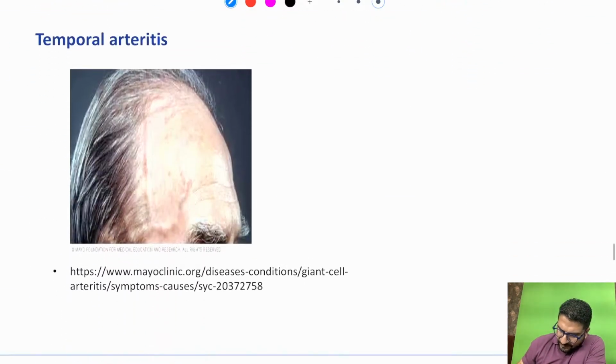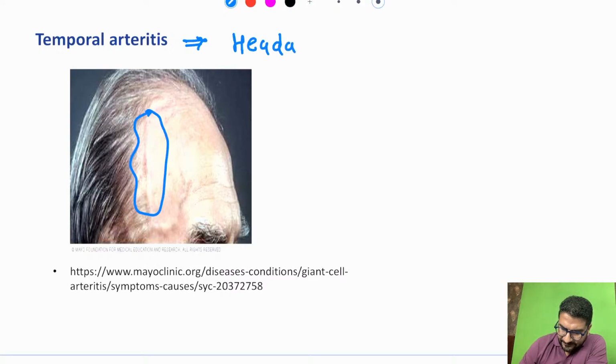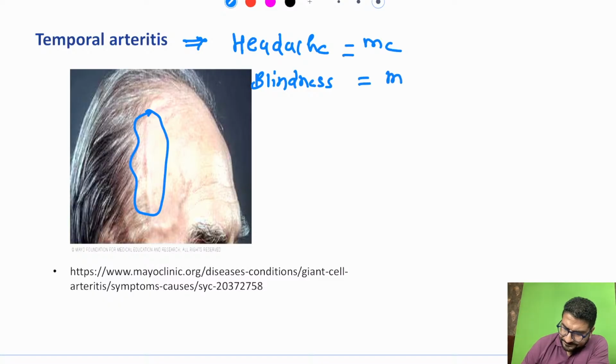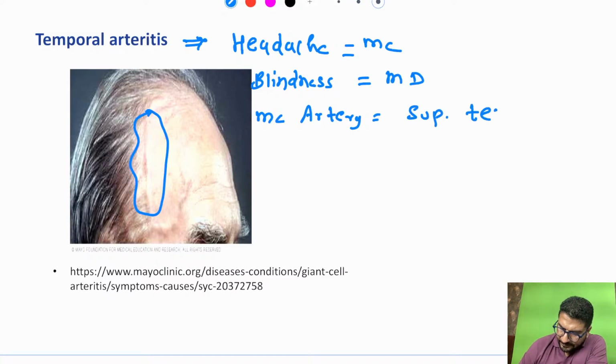Okay, now come to temporal arteritis. Now say they ask you, this is like a superficial temporal artery, which is the most common artery. So the most common symptom which the patient will have is headache. Most dangerous symptom or most dangerous complication is blindness. So most common, most dangerous. अगर मैं आपसे पूछूं most common artery involved, this will be your superficial temporal artery.